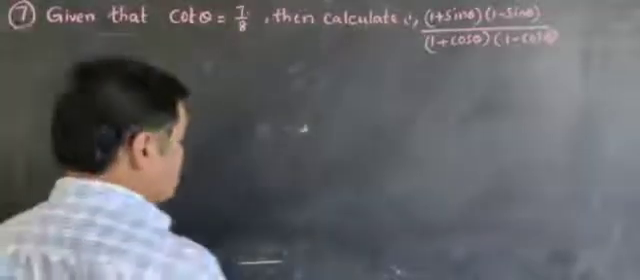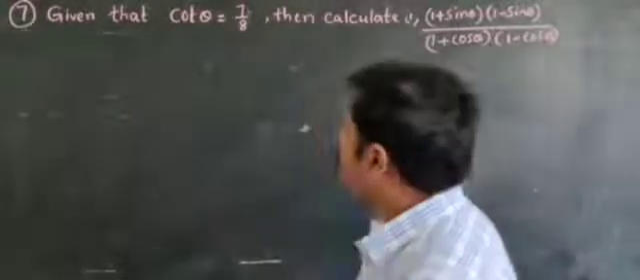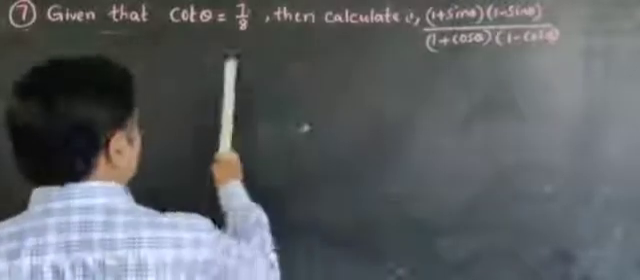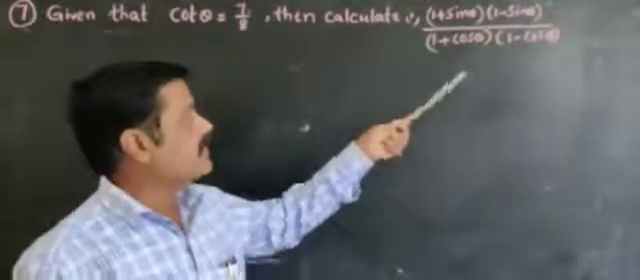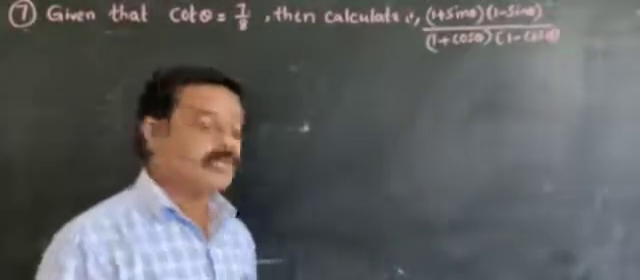Children, this is question number 7. Given that cot theta is equal to 7 by 8, then calculate (1 plus sin theta)(1 minus sin theta) by (1 plus cos theta)(1 minus cos theta).